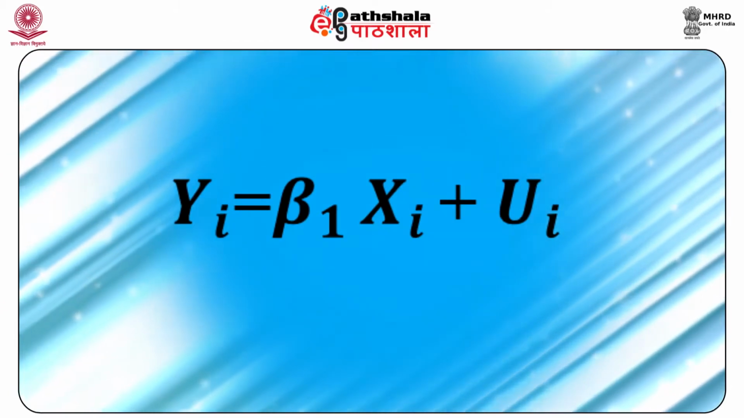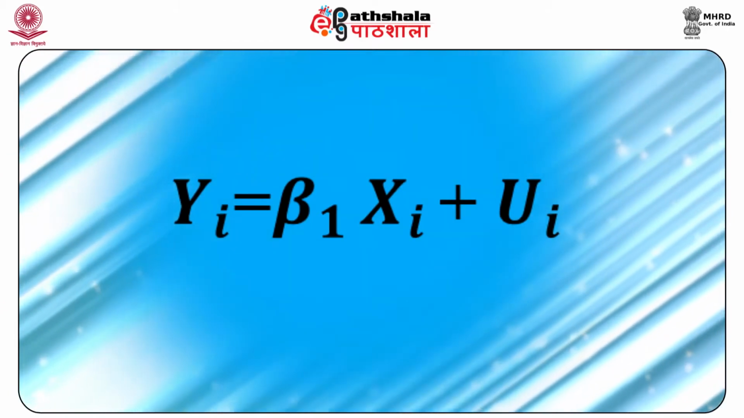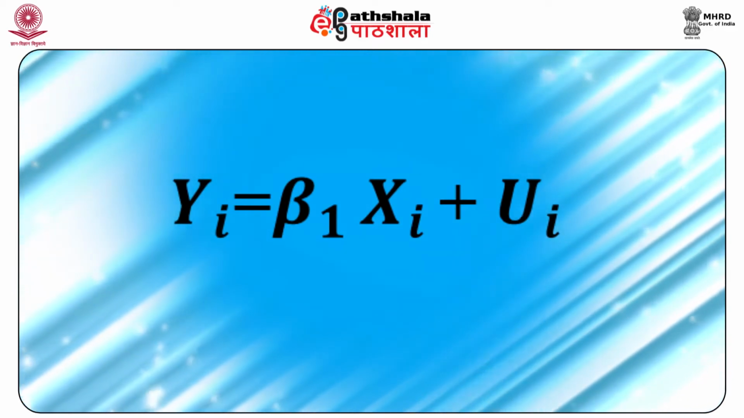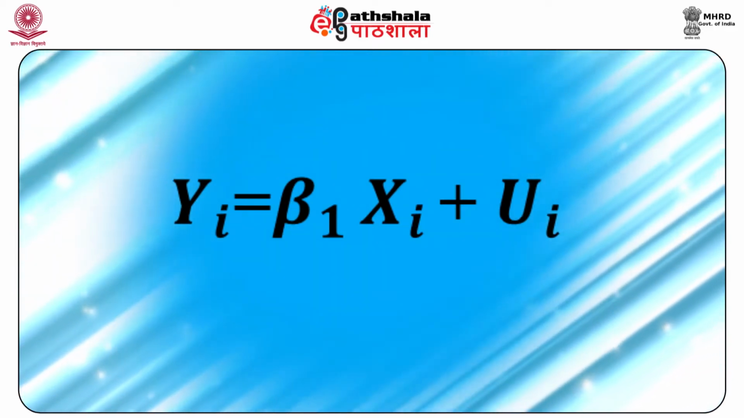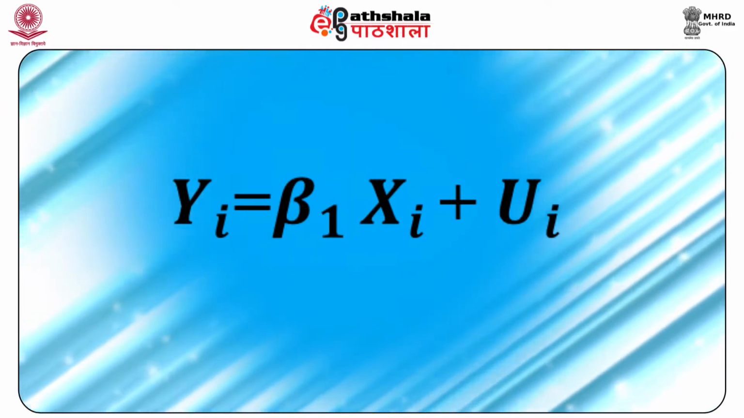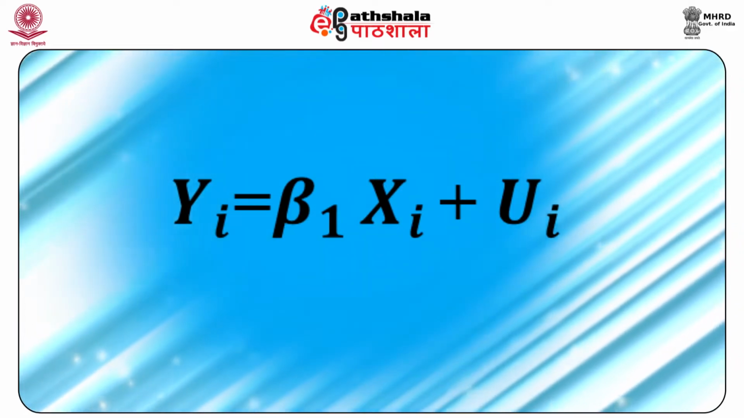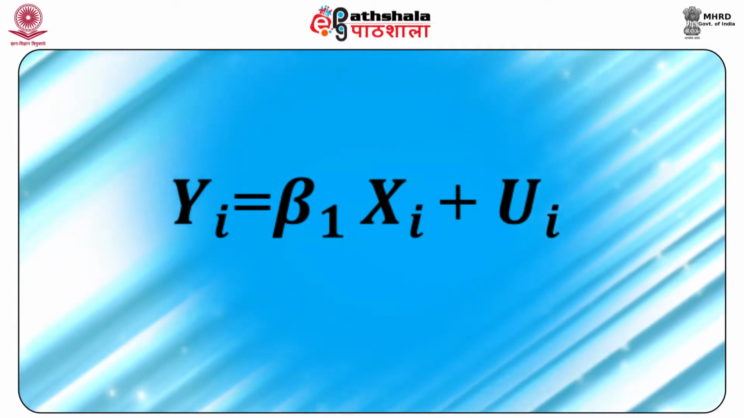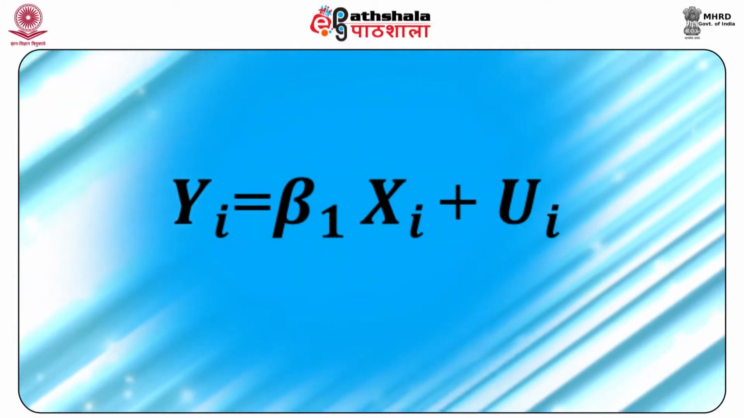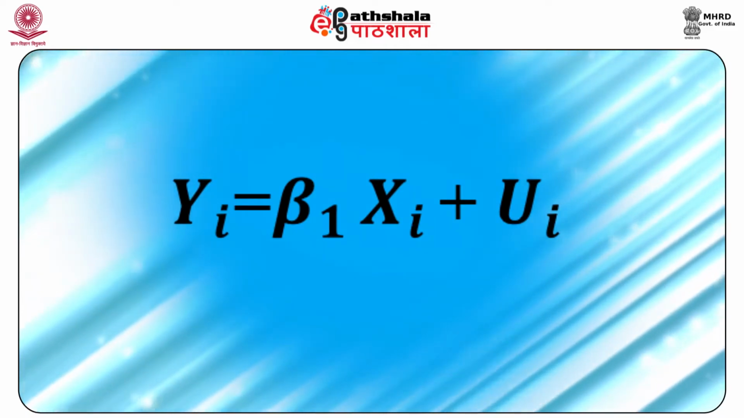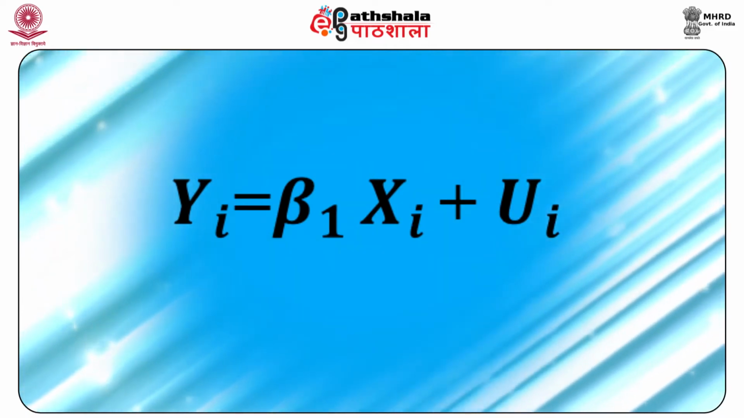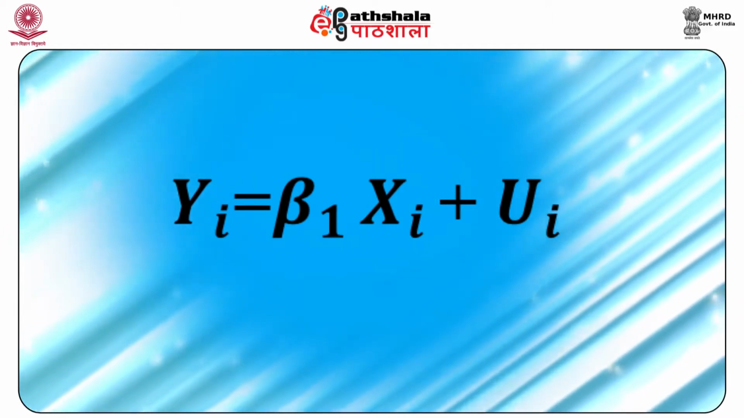So let us start with the first specification, which is regression through the origin. Consider again the two variable population regression function where the intercept is absent. Let me remind you, in our standard two variable population regression function, we have an intercept and we have a slope parameter. But now we are saying that the intercept is absent. So our model now is Yi equal to beta 1 Xi plus ui. This model is named the regression model through the origin.